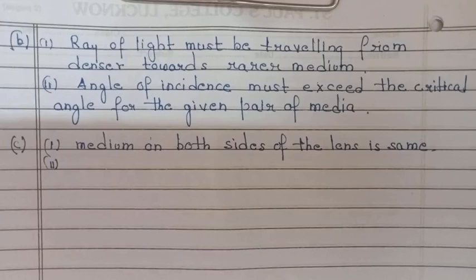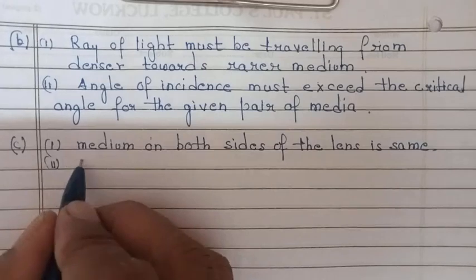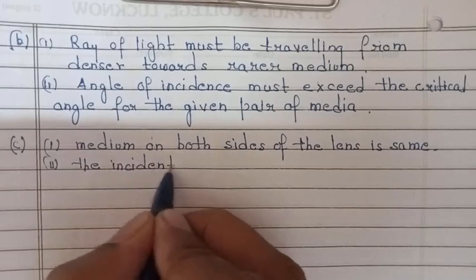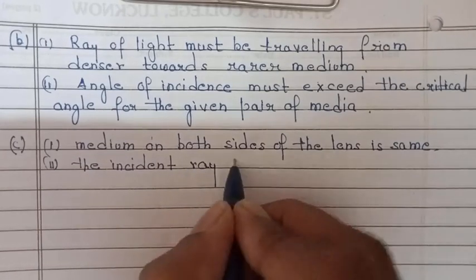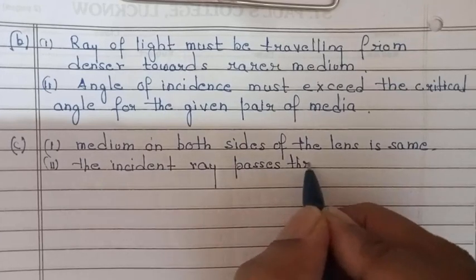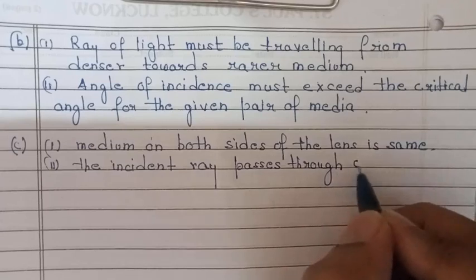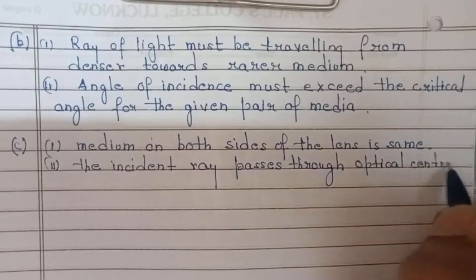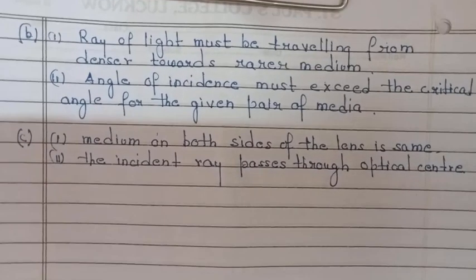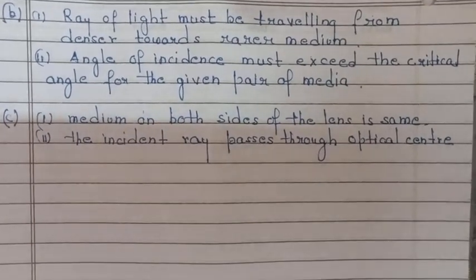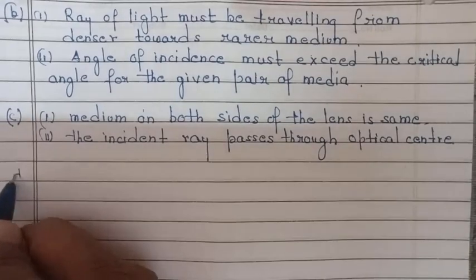Now next we have to write the condition for a ray to pass undeviated through the lens. So that is, the incident ray passes through the optical center. If the incident ray passes through the optical center, then the ray will pass undeviated through the lens. Okay, now moving on to the D part.